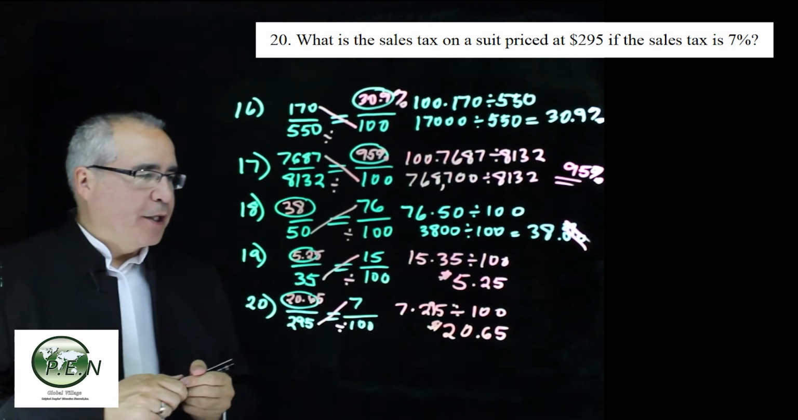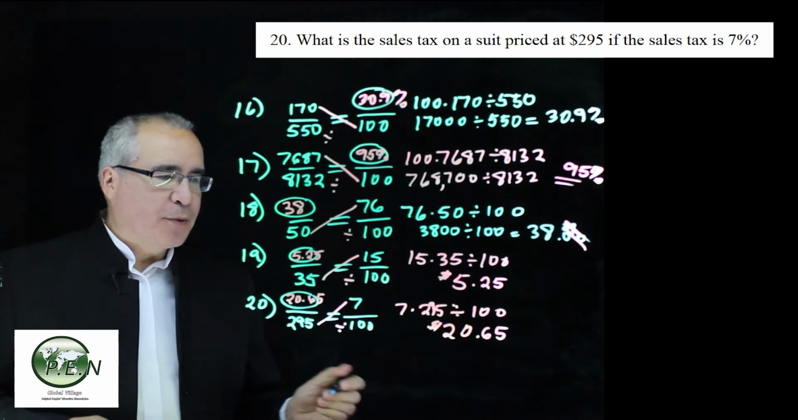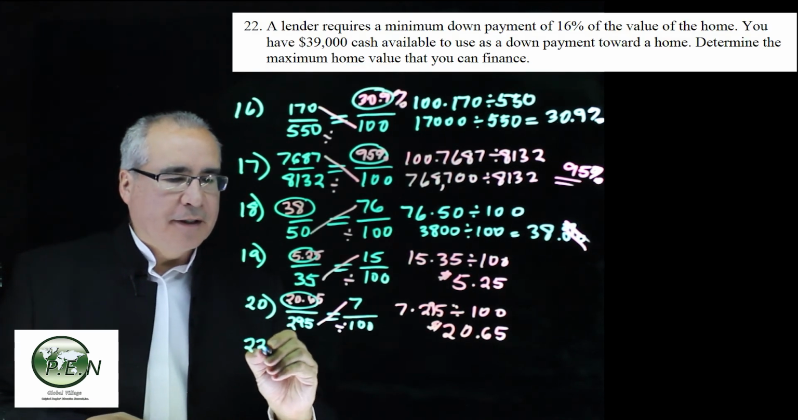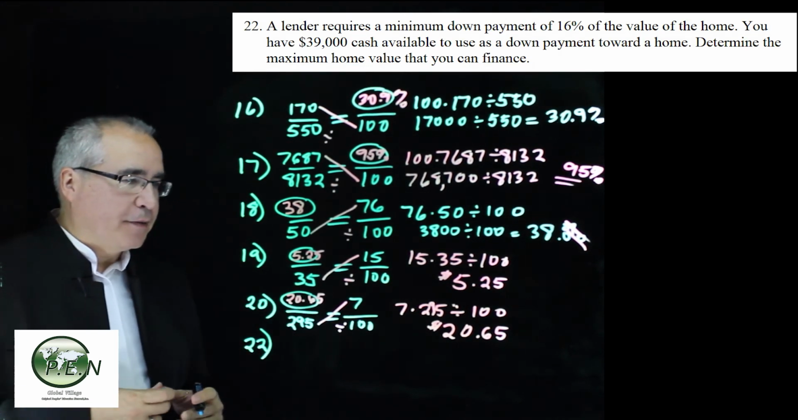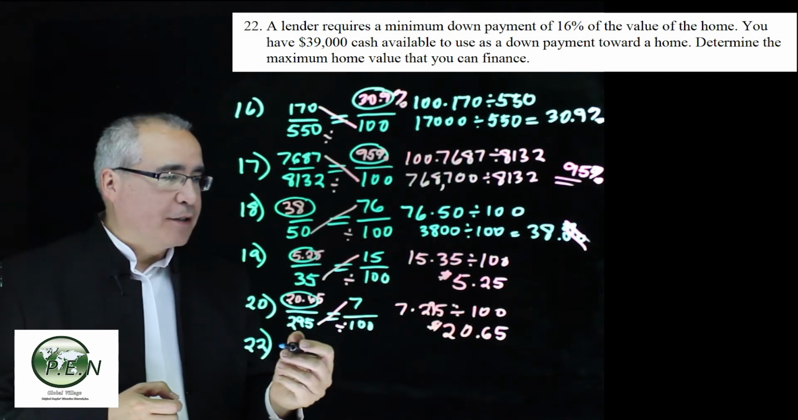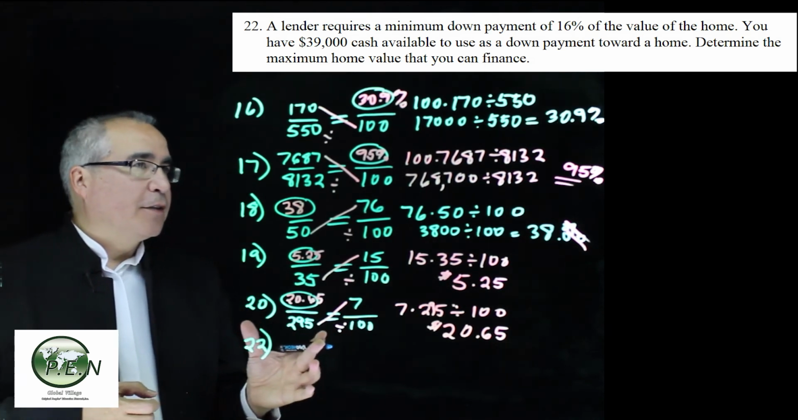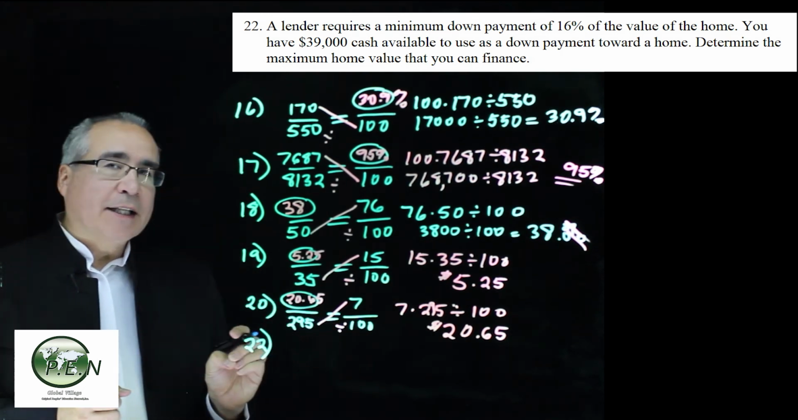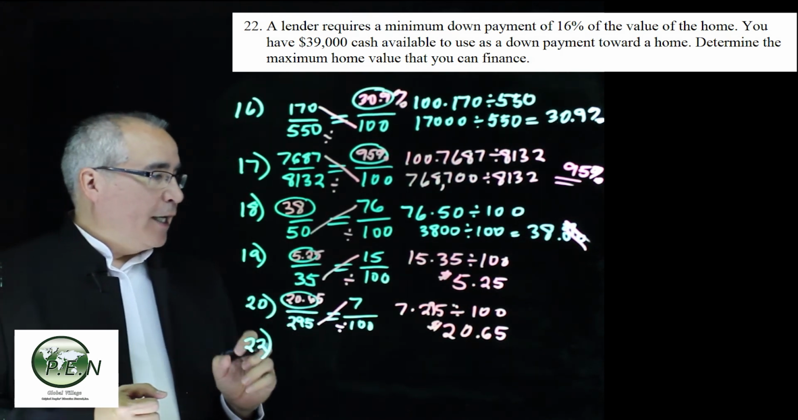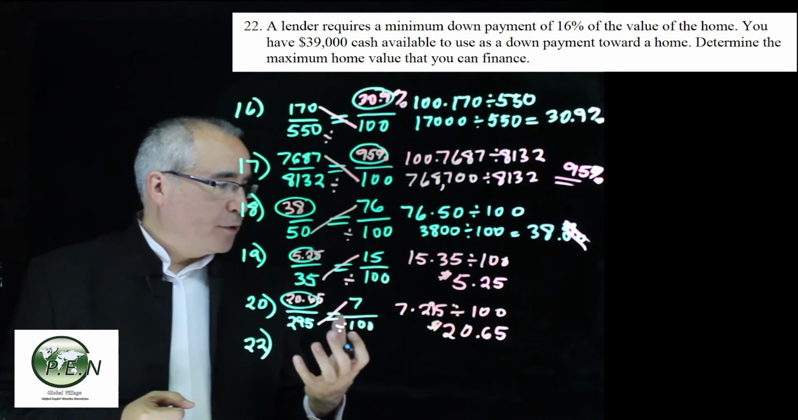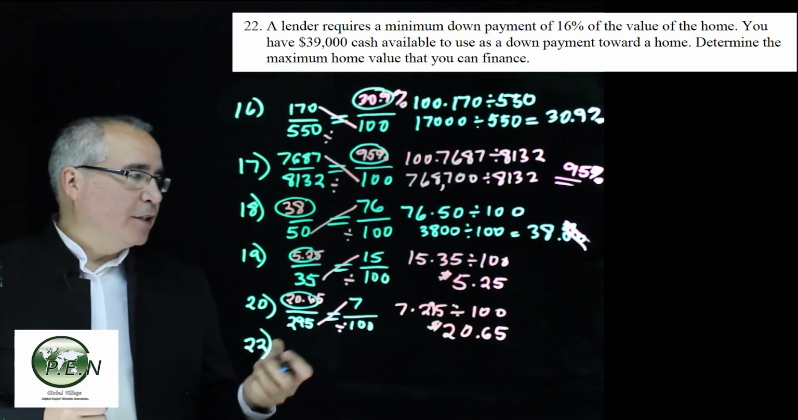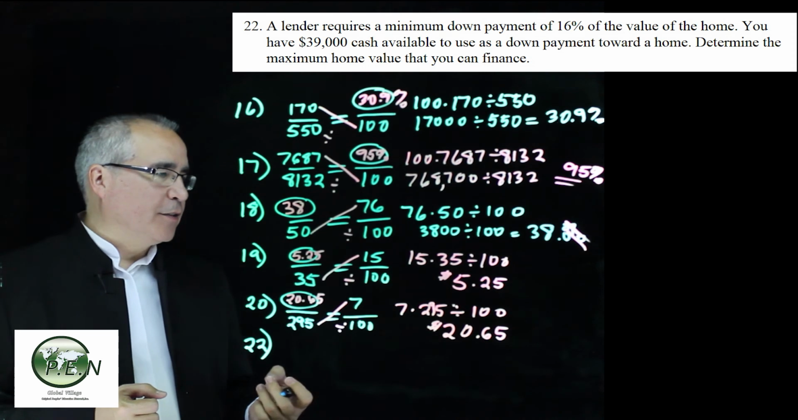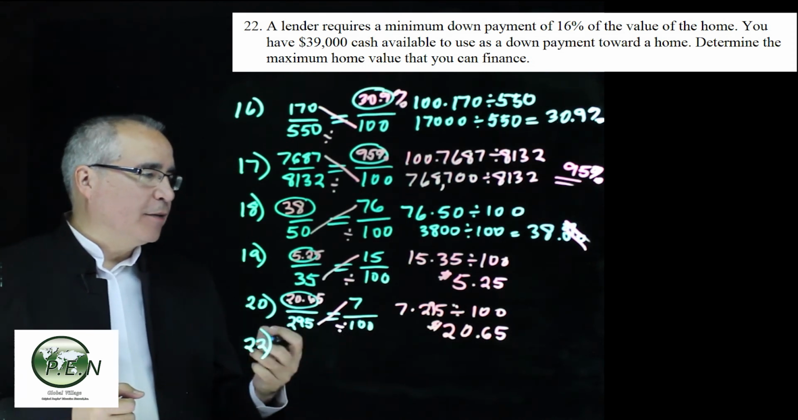I'm going to skip over 21. Let's just take a look at 22, sort of a final to this particular video, and then we'll move on to the questions after that. So I look over this quickly. I see a percentage, 16%. I see $39,000 cash, and then I look for a question. The action word here is determine. Determine the maximum home value that you can finance.